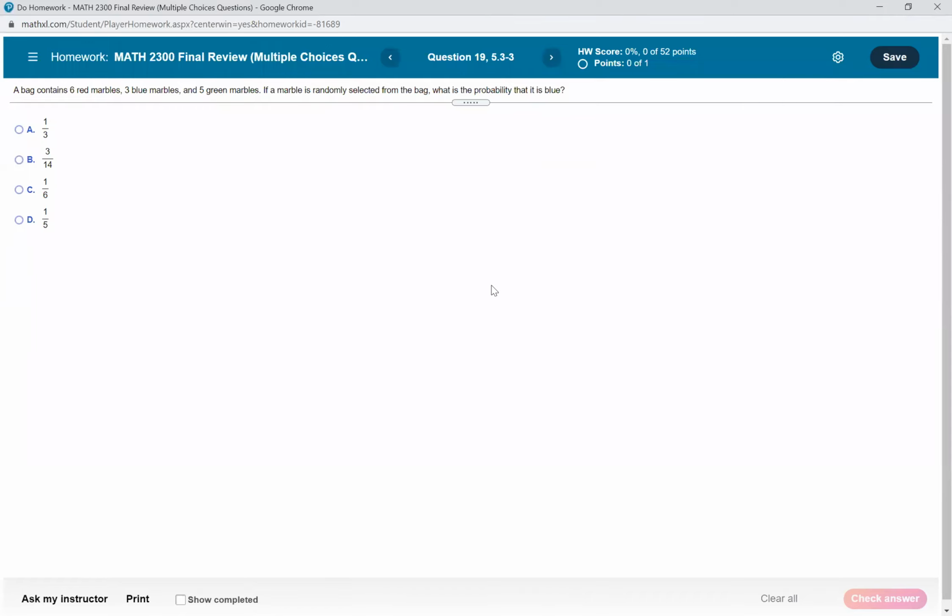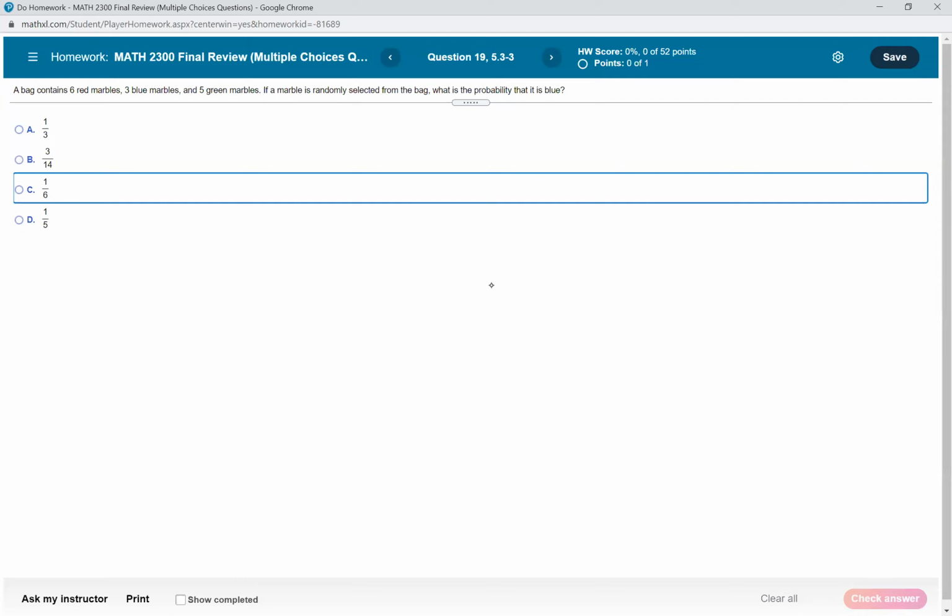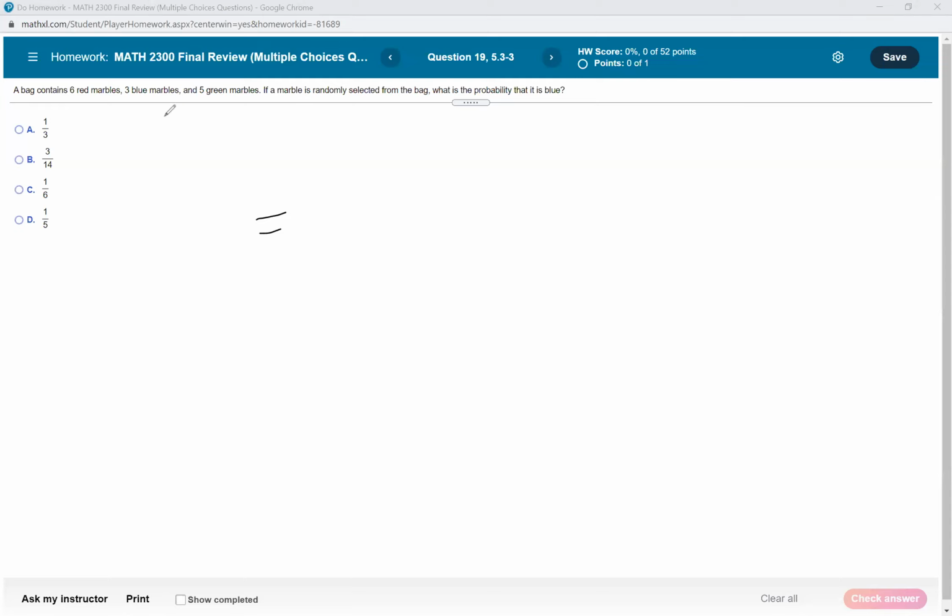A bag contains 6 red marbles, 3 blue marbles, and 5 green marbles. If a marble is randomly selected from the bag, what is the probability that it is blue? So we have 3 blue, 5 greens, and 6 reds. How many in total? If a marble is randomly selected, so we'll select just one marble. So the total is 6 plus 3, 9 plus 5, 14. So in the denominator we have the total, which is 14.